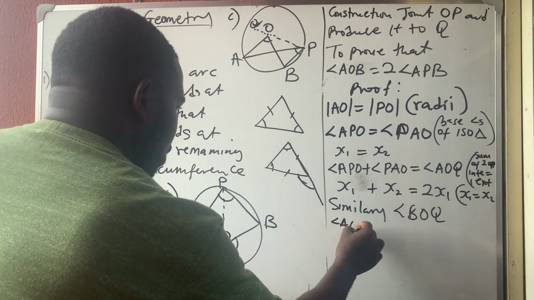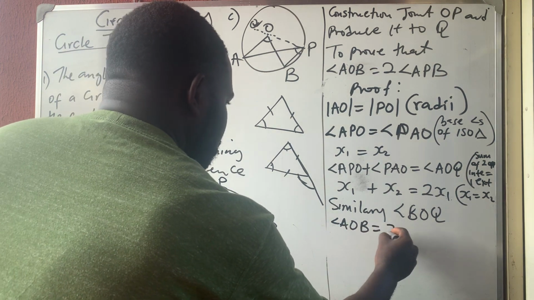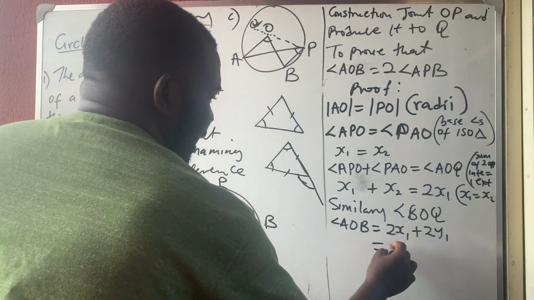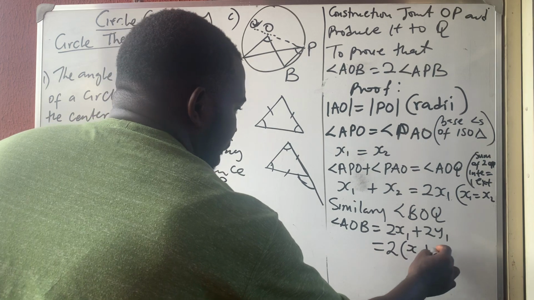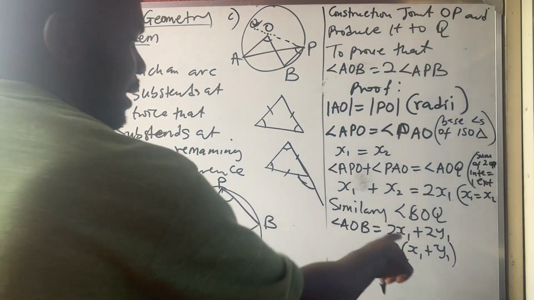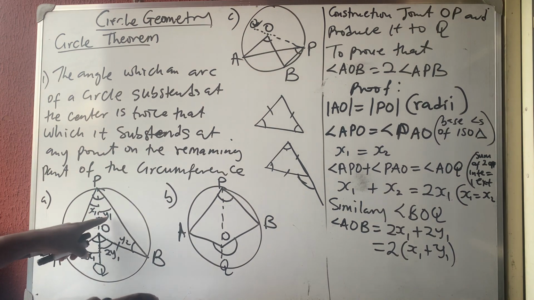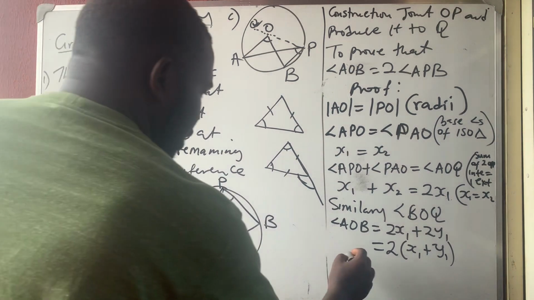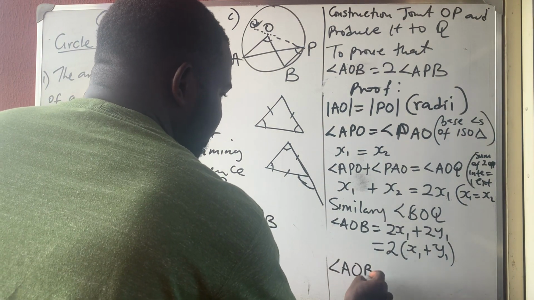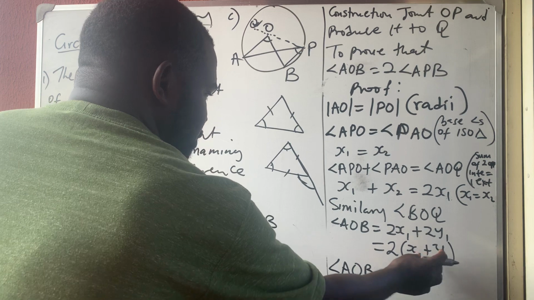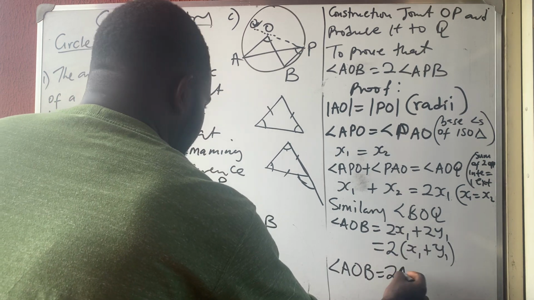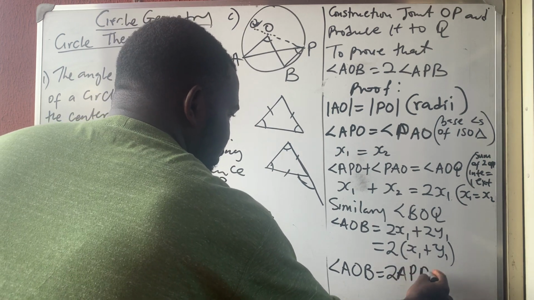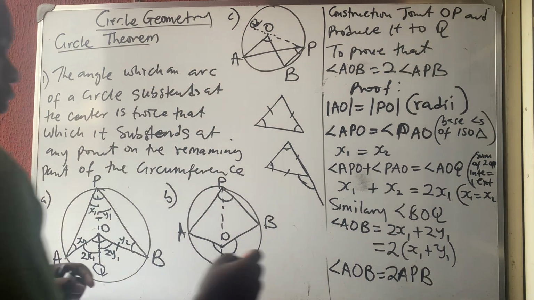Angle AOB is equal to what? Add it, 2x1 plus 2y1. Now if you factorize, they have 2 in common, so you have 2 times x1 plus y1. Is it not true? And x1 plus y1 is simply saying angle APB. So therefore angle AOB is equal to 2 times angle APB. You see, very simple. Proved.